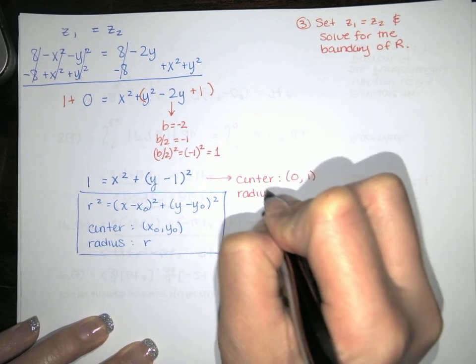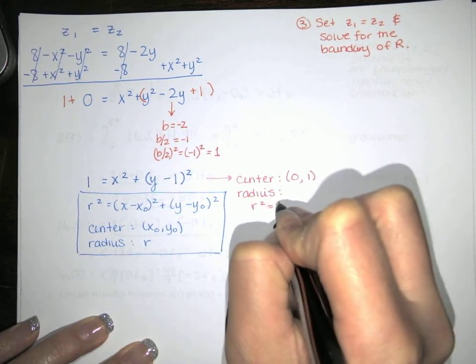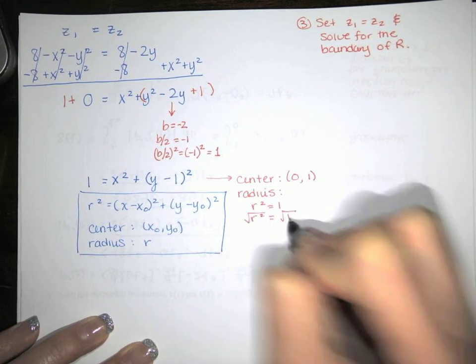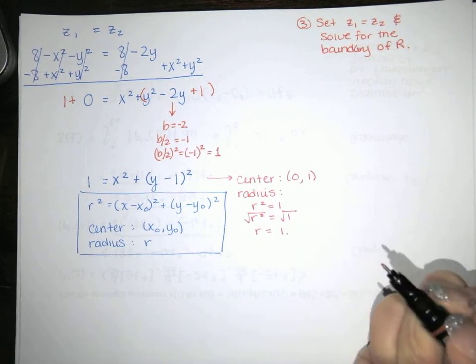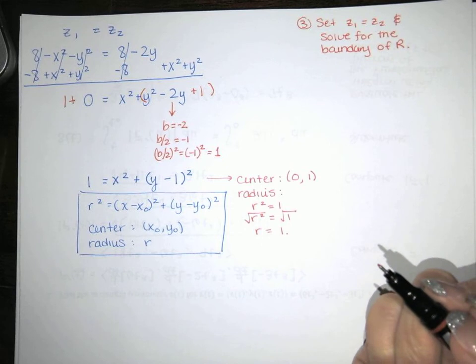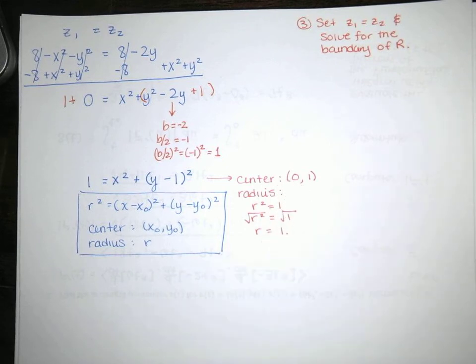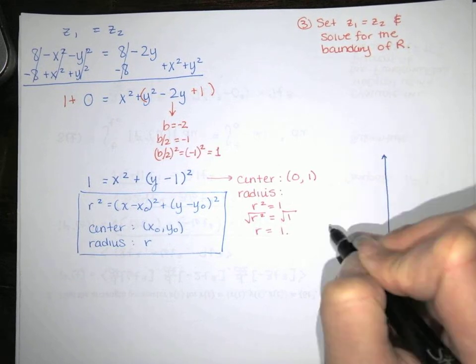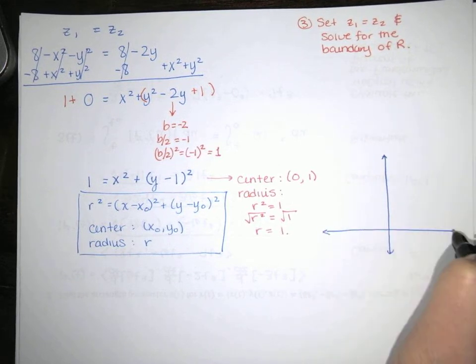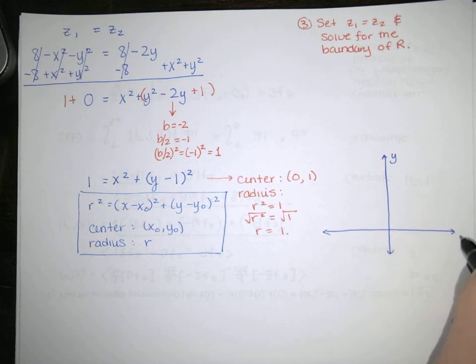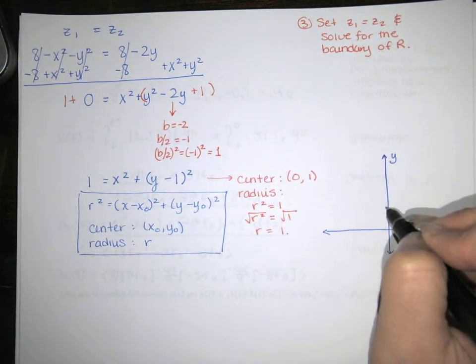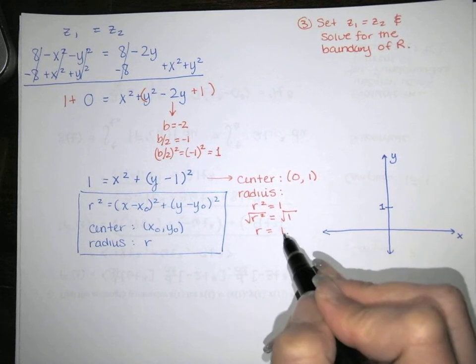Radius squared is 1, so if I take the square root of both sides, and of course the radius is positive, we get r equals 1. So this is a circle centered at x equals 0, y equals 1, with a radius of 1. So let's draw it. The center is (0, 1), x equals 0, y equals 1, and the radius is 1.